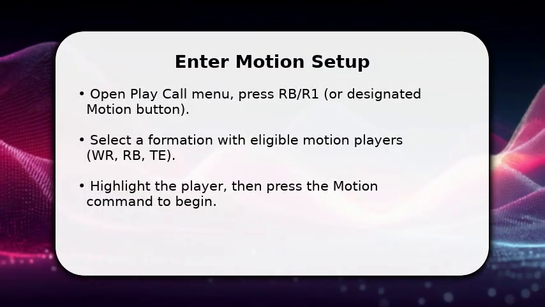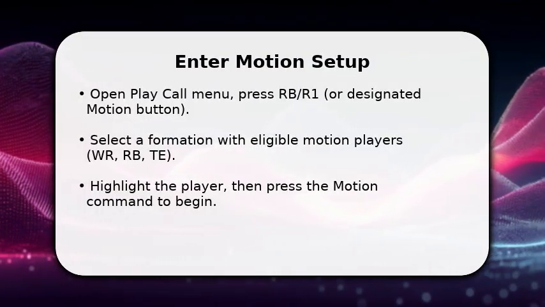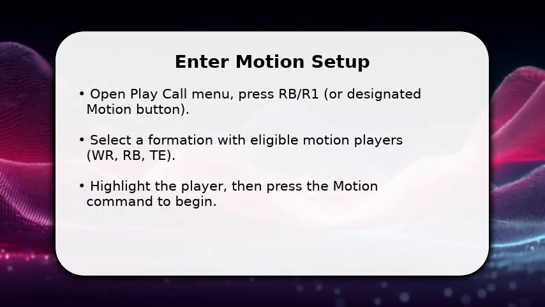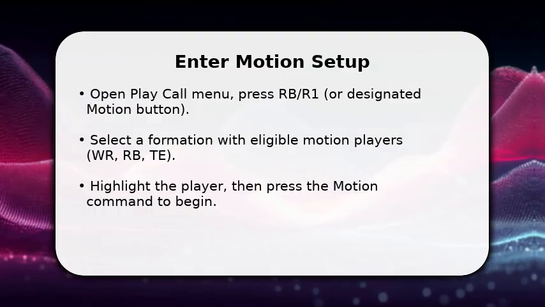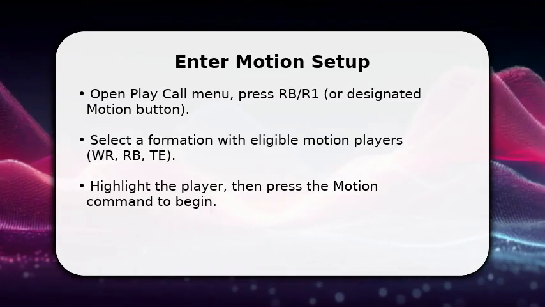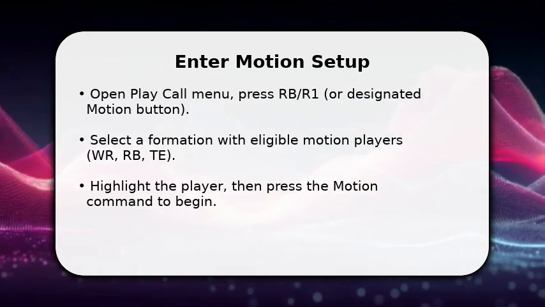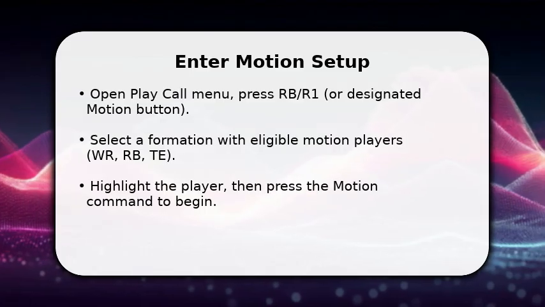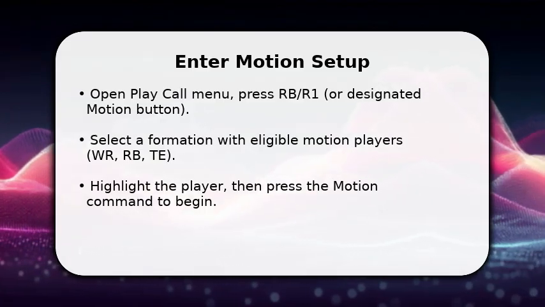You start by going straight into the play call and pressing the motion button, no extra menus. Once the formation is live, pick a player eligible to motion like a WR or RB. This is crucial because only eligible positions can execute pre-snap motion reliably.